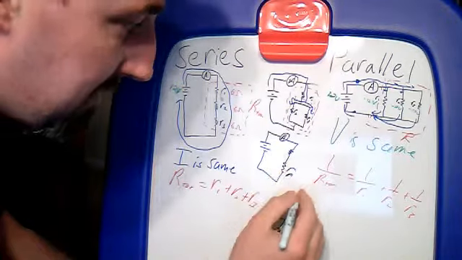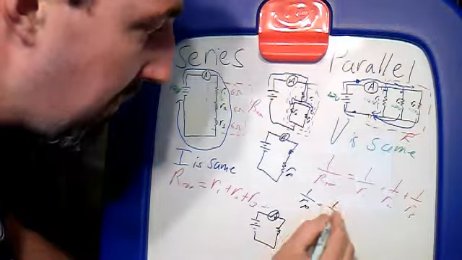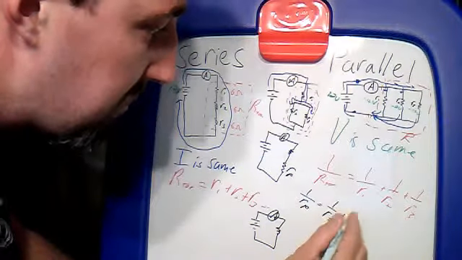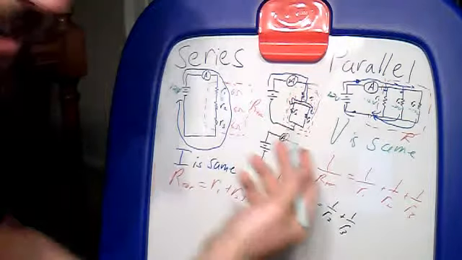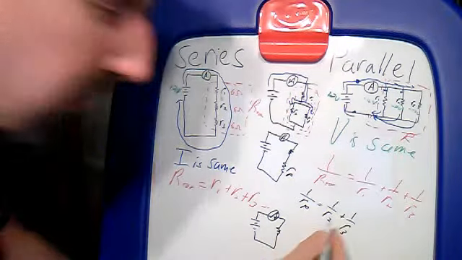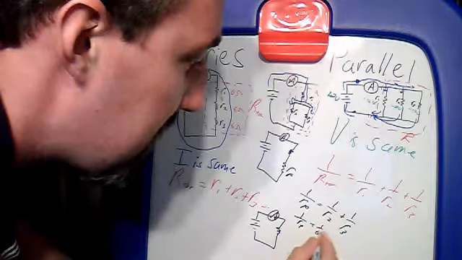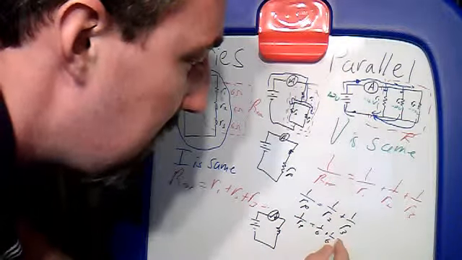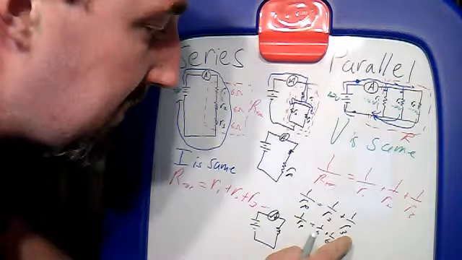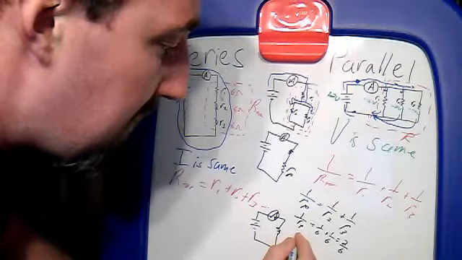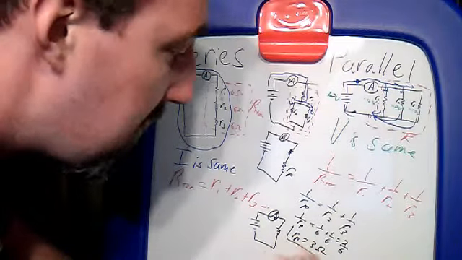So that means 1 over RP is equal to 1 over R2 plus 1 over R3. If these are 6 ohm resistors, that would be 1 over RP equals 1 over 6 plus 1 over 6, which is 2 over 6. If 1 over RP is 2 over 6, then that means RP is equal to 3 ohms.